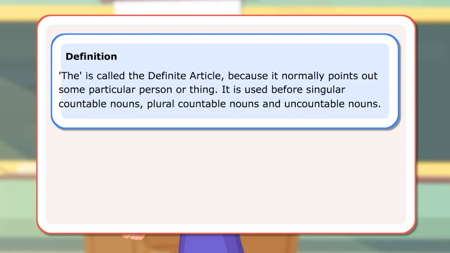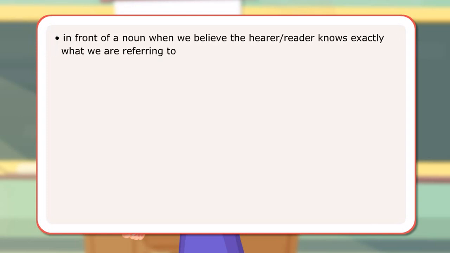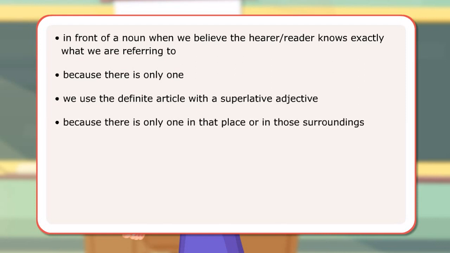Definition. The is called the definite article because it normally points out some particular person or thing. It is used before singular countable nouns, plural countable nouns and uncountable nouns. Usage. We use the definite article in front of a noun when we believe the hearer or reader knows exactly what we are referring to. Because there is only one, we use the definite article with a superlative adjective. Because there is only one in that place or in those surroundings.